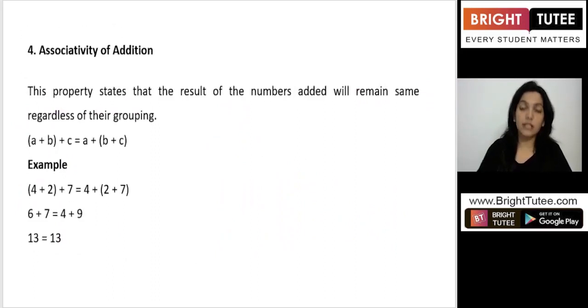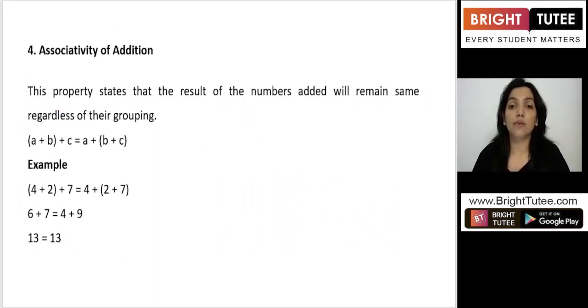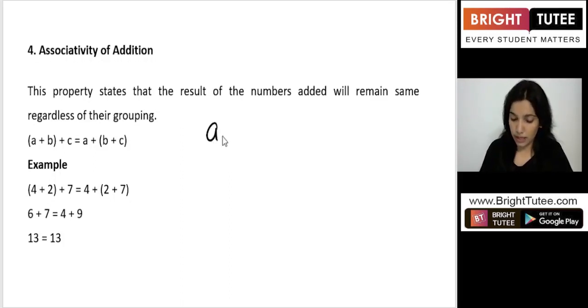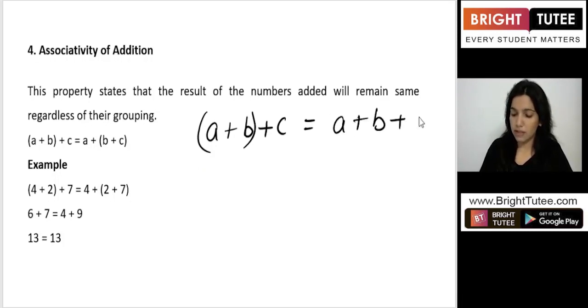Now comes the last property. It is called the associativity of addition. Okay, this is a very simple property, very much similar to the commutative property that you have learned. This property states that the result of the numbers added remains the same regardless of their grouping. So if you are doing A plus B plus C, and you add A and B first, or you add B and C first, the answer will still be the same. Let us look at the example.